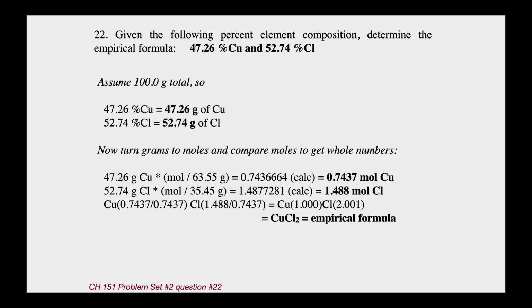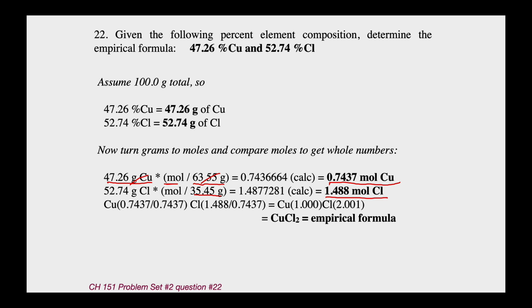So this first part right here, we're calculating how many moles of copper and chlorine there are. So you can see, here's 47.26 grams of copper. Copper is 63.546 or so on the periodic table. I rounded to the hundredths, which is fine. The grams of copper will cancel, and we'll have then moles. So 47.26 grams of copper represents 0.7437 moles of copper. And you can do the same thing for chlorine. Chlorine is 35.45 grams per mole in the periodic table. So that comes out to be 1.488 moles of chlorine.